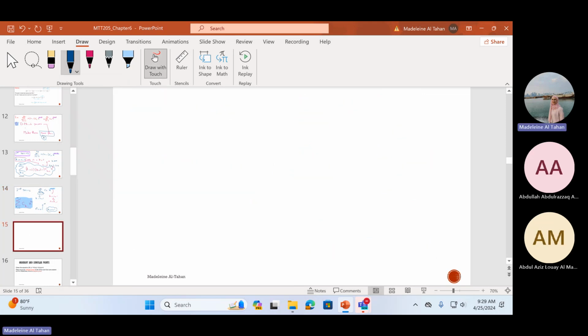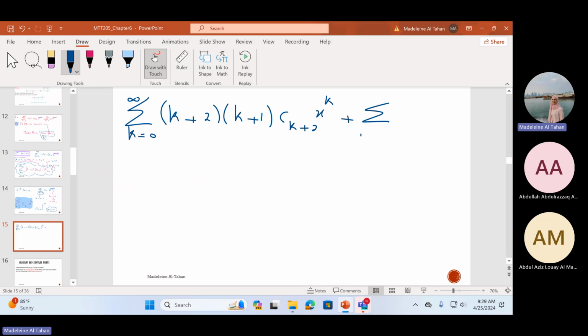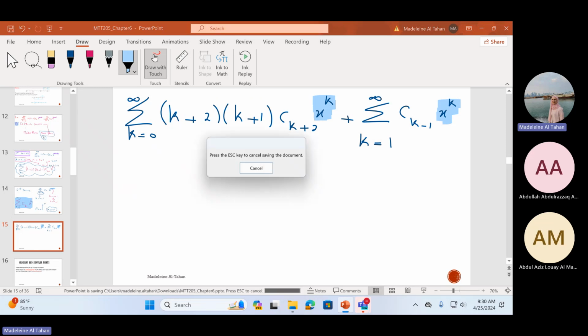Done? Okay. What was the first series? The first series after we changed it is the sum of (k+2)(k+2-1), which is (k+1), c_{k+2} x^k, for k from 0 to infinity, and the second one is the summation from k equals 1 to infinity of c_{k-1} x^k. So Problem 1 is solved. Wasn't that our objective, to have them the same power? Yes. Okay, what's the next step?